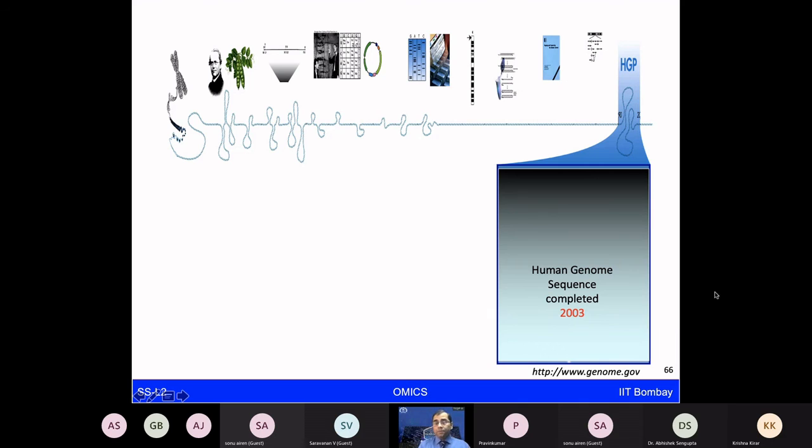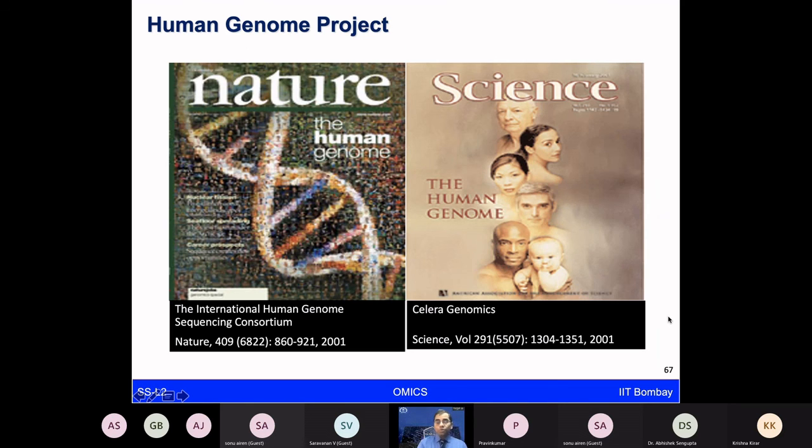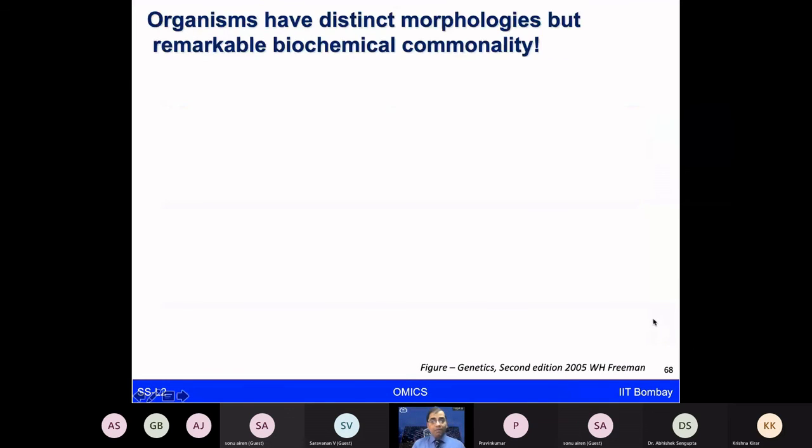And eventually the trajectory moved on to the first draft of the human genome sequence, which got completed in 2002, 2003. These were the Nature and Science papers, where for the first time we knew that we have almost 25,000 genes; that was actually projected, 25,000 human genes. But now we know that there are around 20,000 human genes we have.